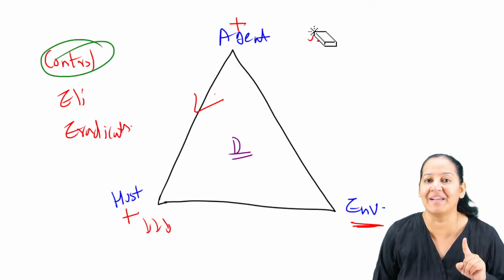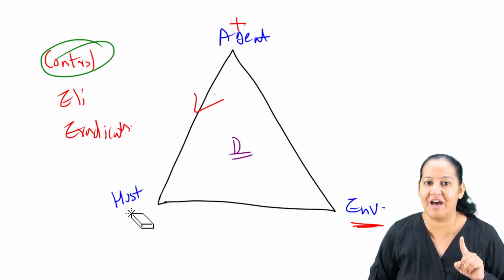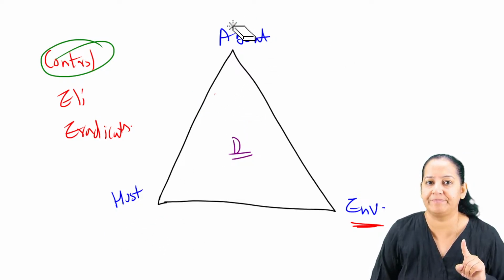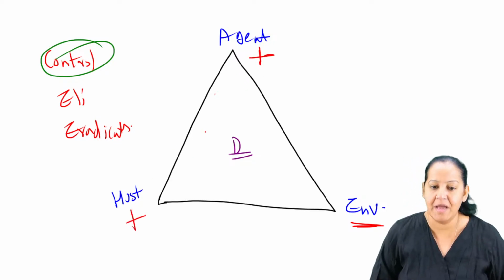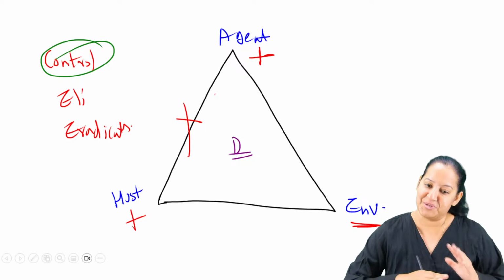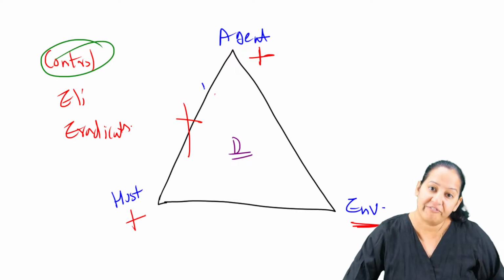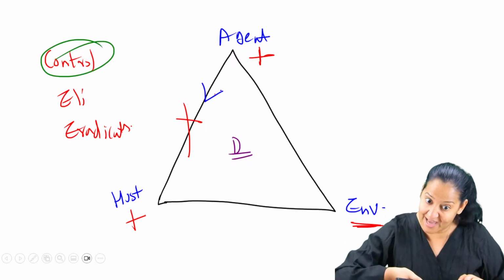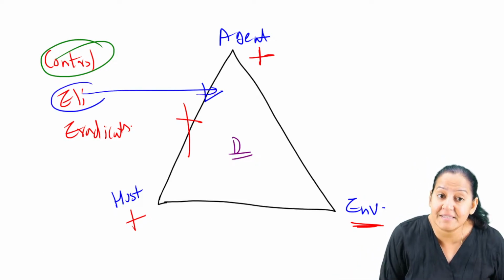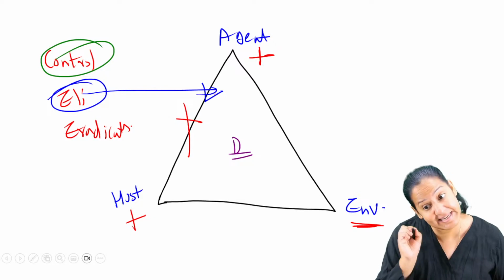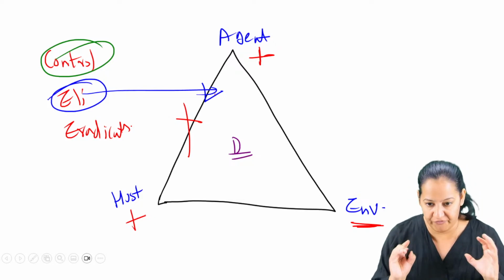In elimination, the agent is present in the environment and the host is present in the environment, but the agent cannot enter the host. The transmission of agent to host, look at the arrow, is interrupted. So when we interrupt this transmission, the disease is eliminated. It's a geographical term.